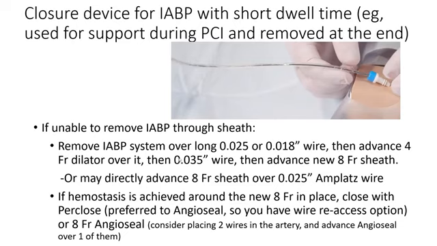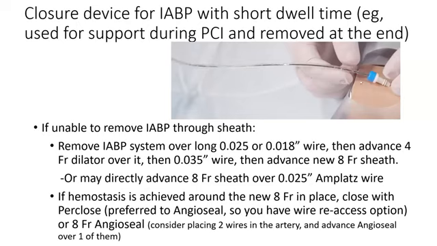Then over it, you advance a 4 French dilator, then 035-inch wire, then you advance a new 8 French sheath. And you can advance 8 French sheath over 025-inch M+ wire, okay? All right, so you advance a new 8 French sheath and you watch. Remember, the hole you're getting by pulling the whole system out, you're getting an arterial hole bigger than 8 French because the wings of the balloon are creating more injury to the arterial hole.